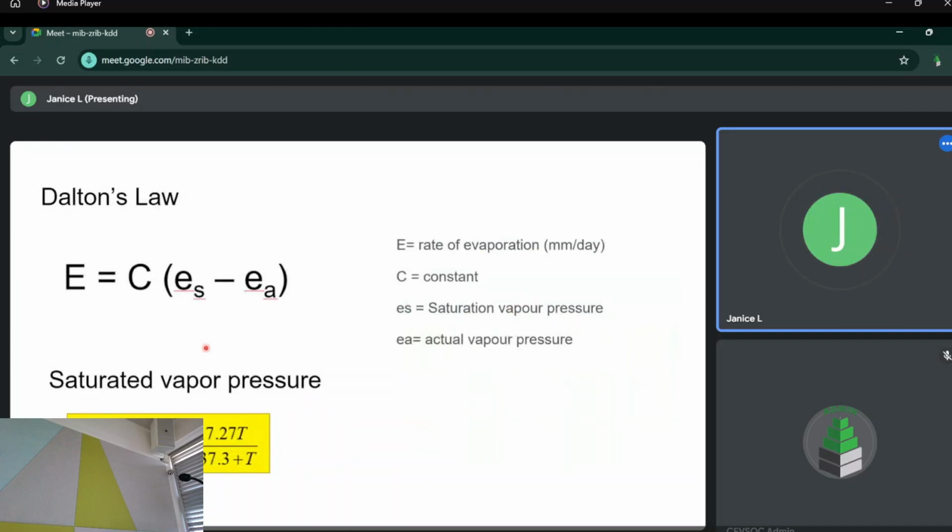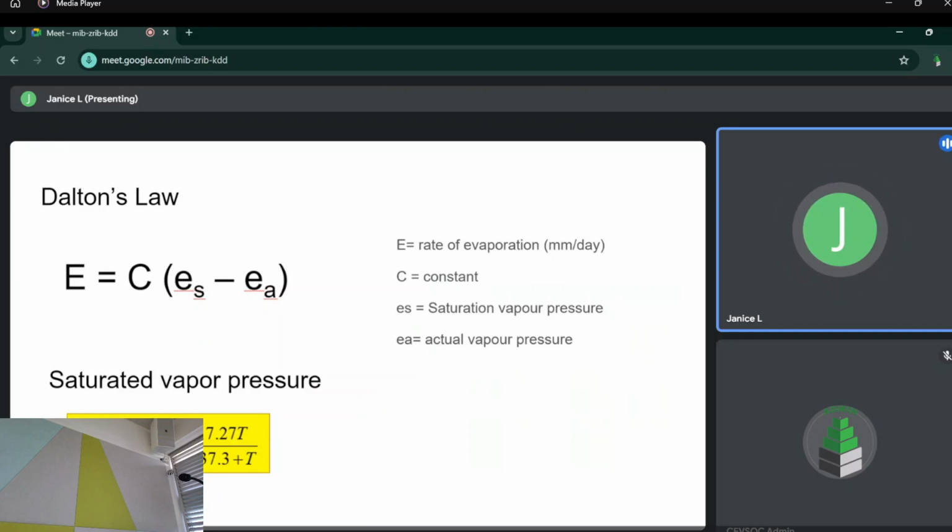So you've got Dalton's law, which describes the rate of evaporation in millimeters per day. It is proportional to the difference between the saturation vapor pressure and the actual vapor pressure, times a certain constant. So you might want to ask, well, what is the vapor pressure?